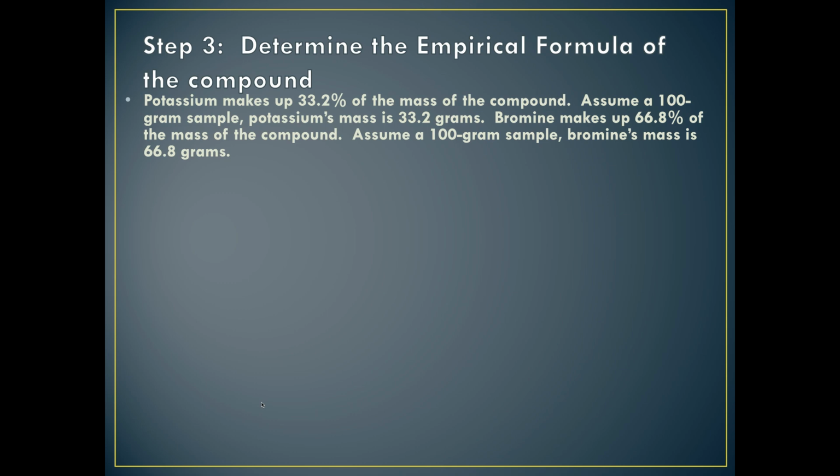Let's say we have a 100-gram sample. That would mean potassium's mass would be 33.2 grams, because percent means out of 100. Bromine would make up the rest, 66.8% of the mass of the compound. So if we're assuming that we have a 100-gram sample, bromine would weigh, what's 66.8% of 100? 66.8 grams. So this would be the mass of the part that is potassium, and this would be the mass of the part that's bromine. So what we would do is we would take, for potassium, its mass and divide it by potassium.